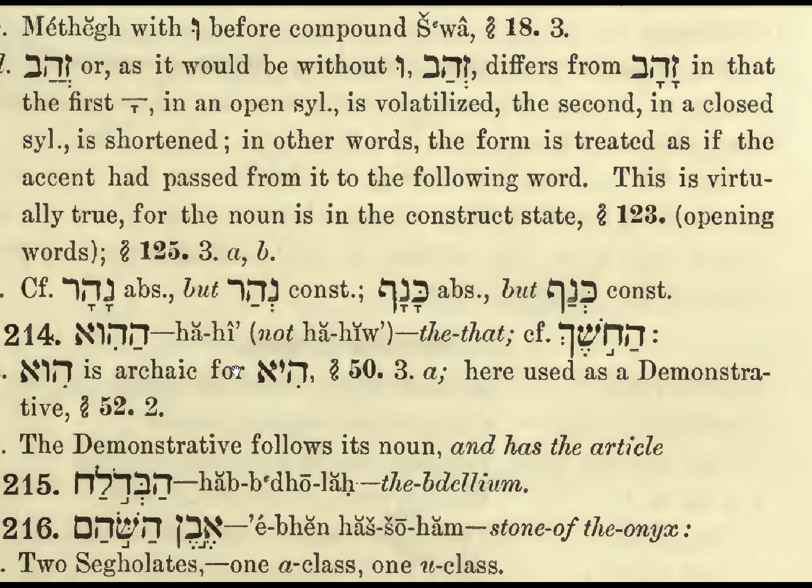Hahi, the that. Compare ha-choshech. He is an archaic form for he, and if you are reading the Torah, you just have to memorize these forms and make sure that you know the grammar and the gender of the nouns that are being referred to. Otherwise you will read it who. Here it's used as a demonstrative pronoun. The demonstrative follows its noun and has the article.